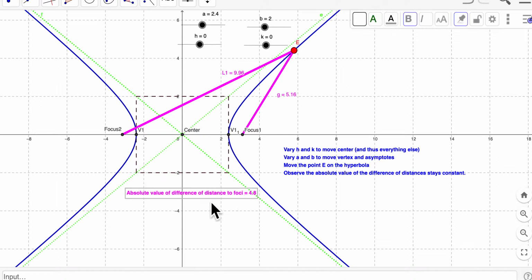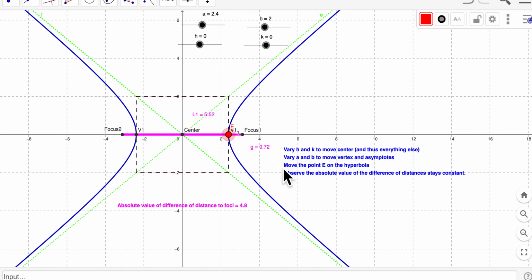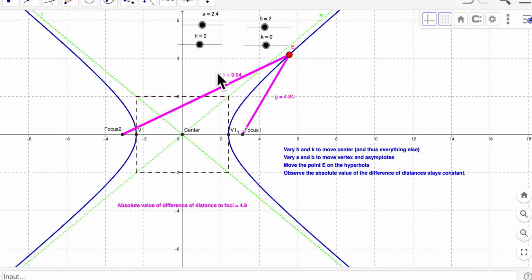Now, the definition of a hyperbola is any point on the hyperbola, here or here, right, is the distance from one focus to the point, and the distance from another focus to the point. You see L1 and G. This should say L2. But L1 and G, all right?